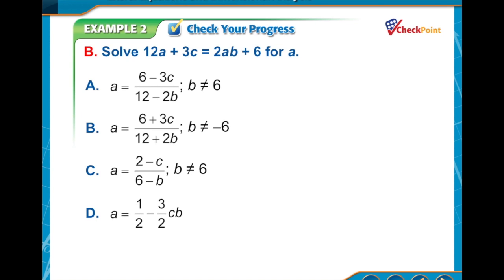Okay, so looking at another example, here we want to focus on the variable a. So we're going to have to do steps just like last time. So there's a. So let's rewrite our original. 12a plus 3c is equal to 2ab plus 6. Okay. So I know I need to get the a's together so that I can eventually get them alone. So I will subtract 2ab from both sides.